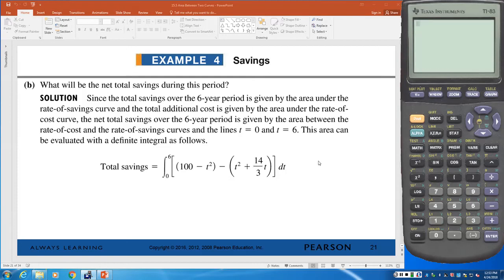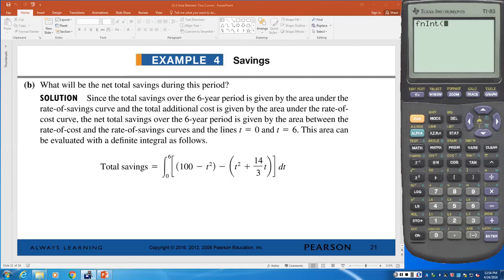So on our screen then, we want to go to function integral. And if you want to use y1 and y2, you can, but be sure that you do y2 minus y1, because y2 is your actual savings function. I'm just gonna type them in.